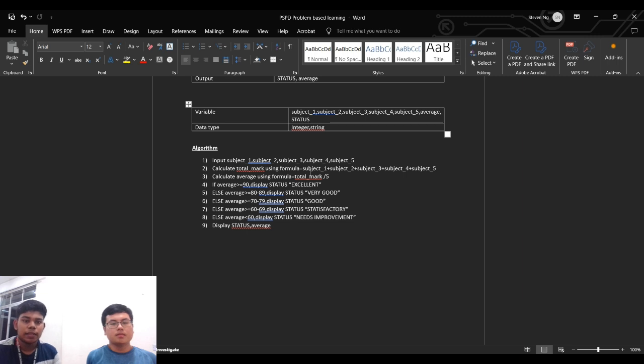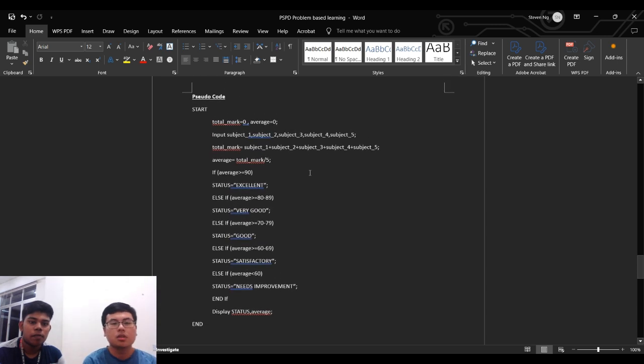So if the average is above 90, the status displayed is excellent. Else if the average is 80 to 89, the status is displayed as very good. If the marks are 70 to 79, the status displays as good. If it is 60 to 69, it is displayed as satisfactory, but if it's below 60, the status displays needs improvement. So the display is status and average.